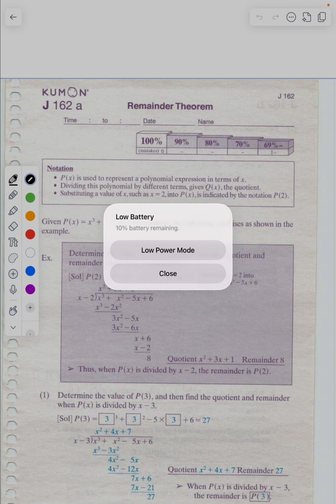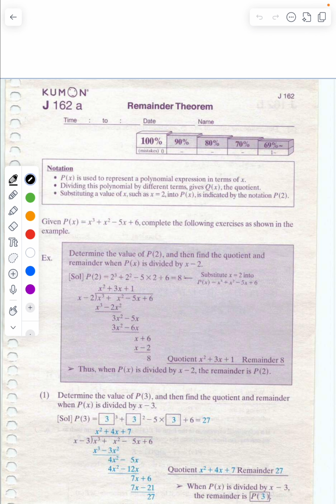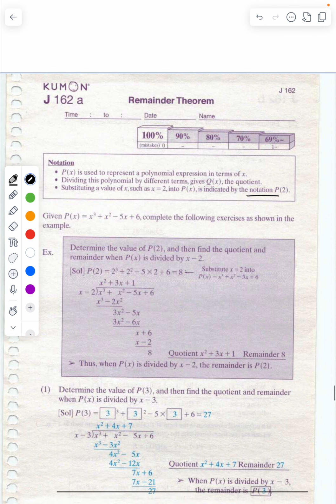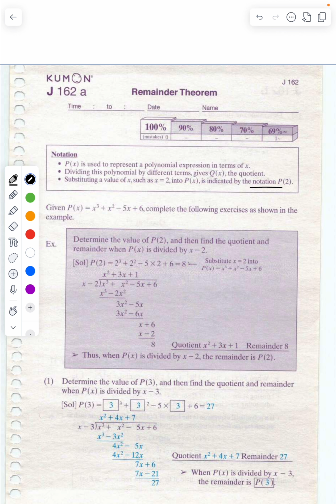So the introductory to remainder theorem, P(x) is used to represent a polynomial expression in terms of x. Dividing this polynomial by different terms gives Q(x), the quotient. Substituting a value of x, such as x equal to 2, into P(x) is indicated by notation P(2). So what does that mean? If we look at some division that we did, like simple numbers, for example, 7 divided by 2 is equal to 3, remainder 1, right?